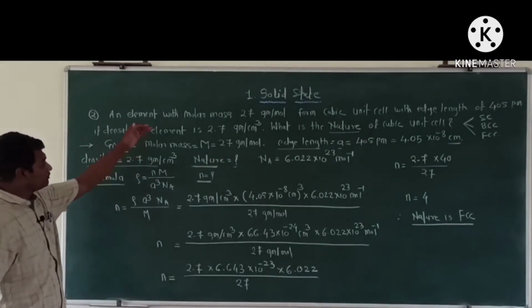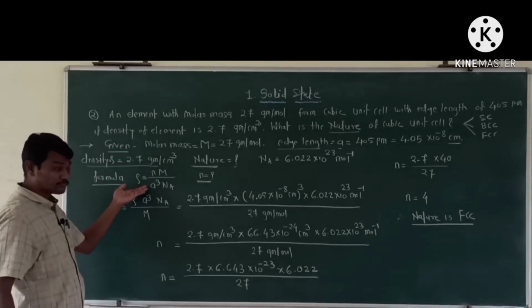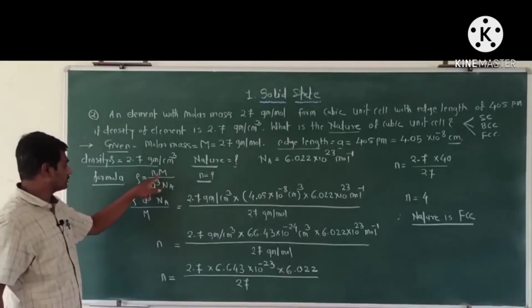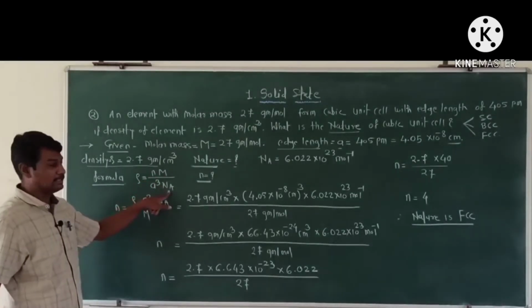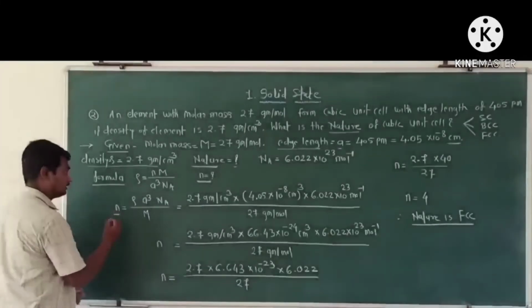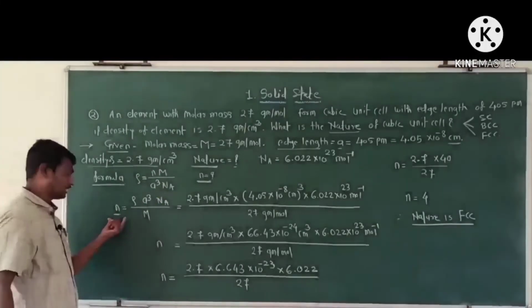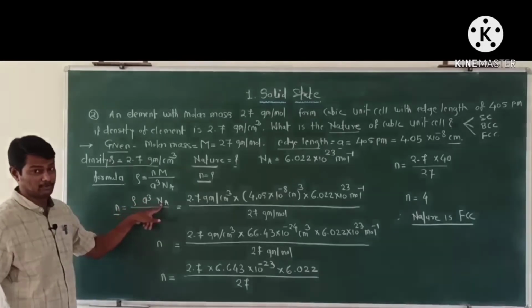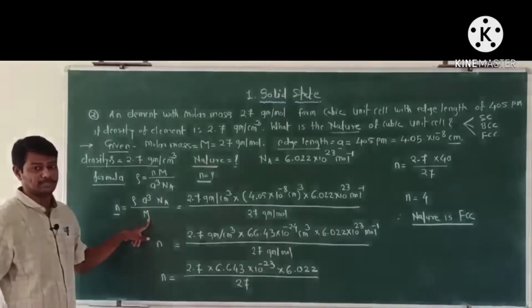Now the formula is density is equal to n into M, that is molar mass, divided by a cube into Na. Rearrange this equation because you have to find the n. We get a new equation, that is n is equal to density into a cube into Na, that is Avogadro's number, divided by molar mass capital M.